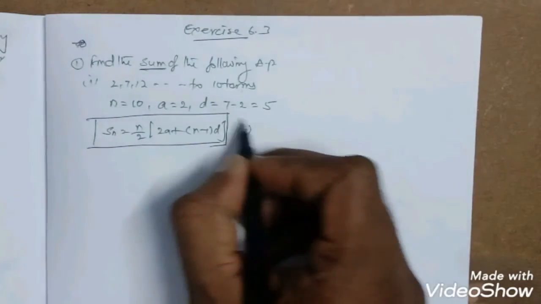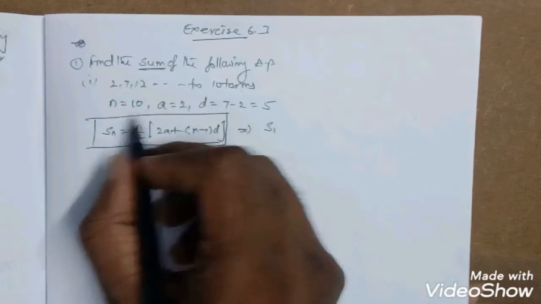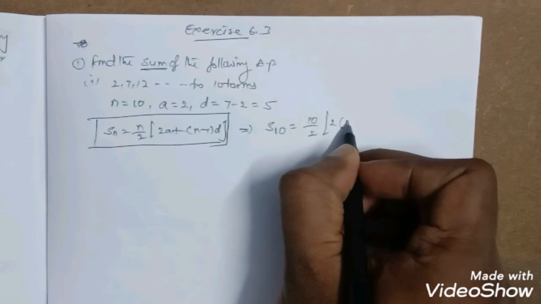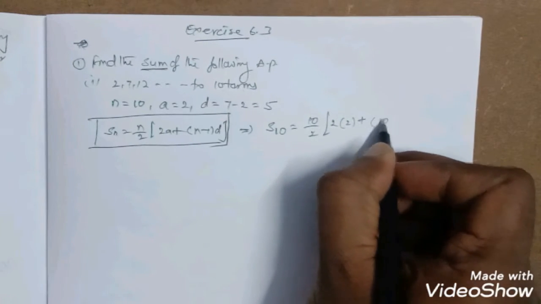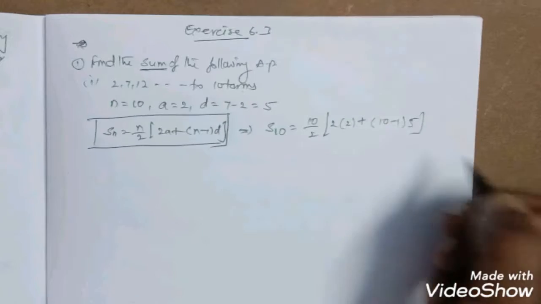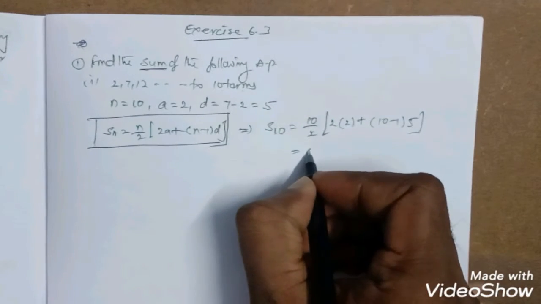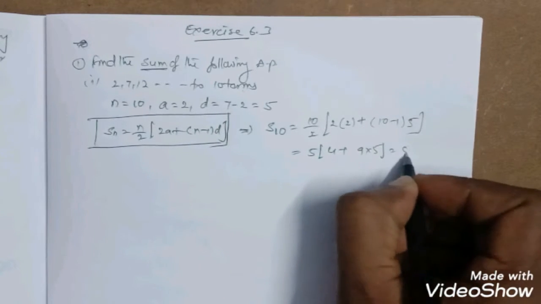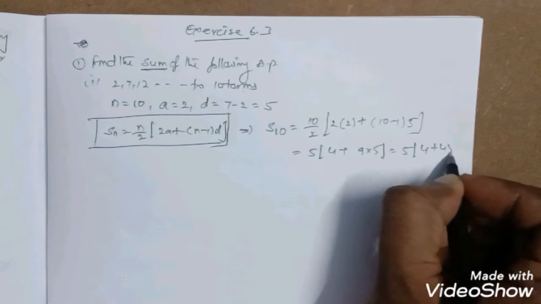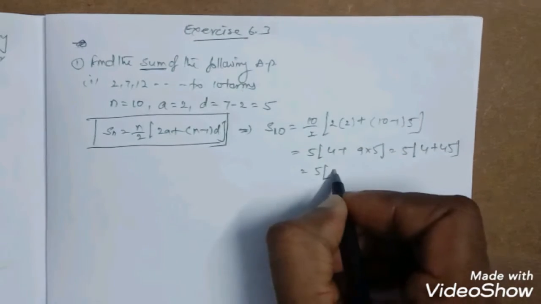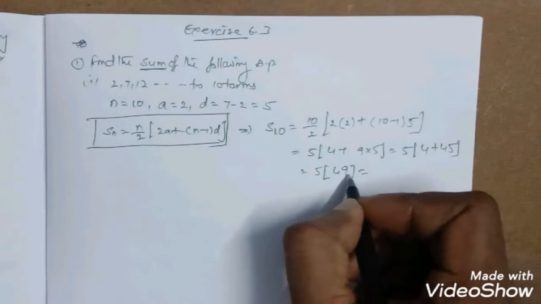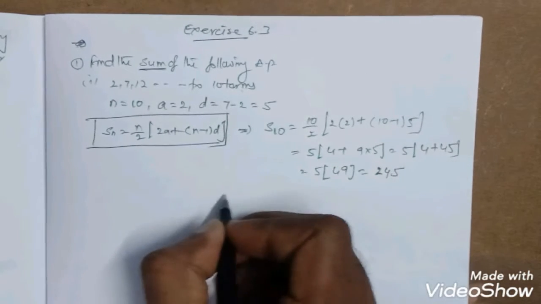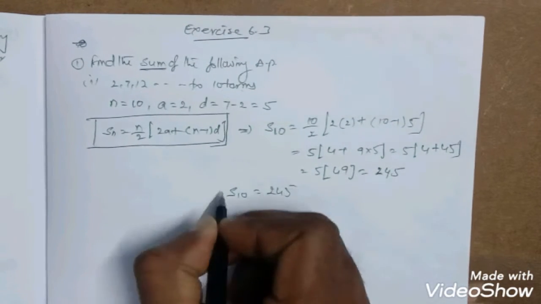Now if you substitute in this Sn, n is nothing but 10. So S10 is equal to 10 by 2 into 2 into a, which is 2, plus n, which is 10, minus 1, d is given as 5. Now here 10 by 2 I can write as 5, next 2 into 2 is 4, 10 minus 1 is 9 into 5, so you will get 5 into 4 plus 45. Now here 4 plus 45 is nothing but 49. Now if you multiply 5 into 49, your total sum of 10 terms is nothing but 245.